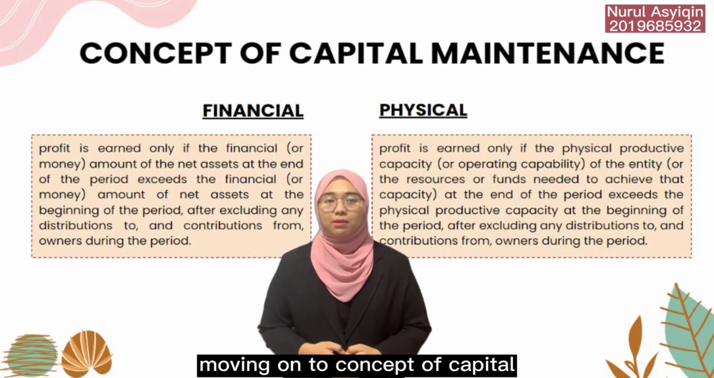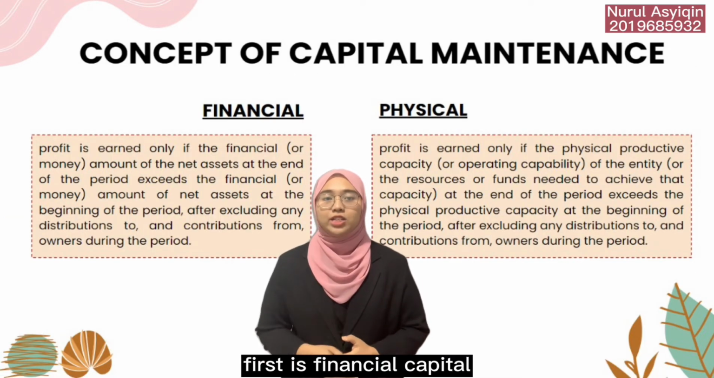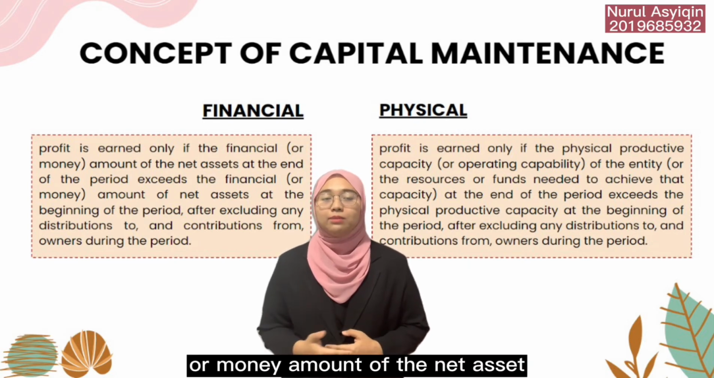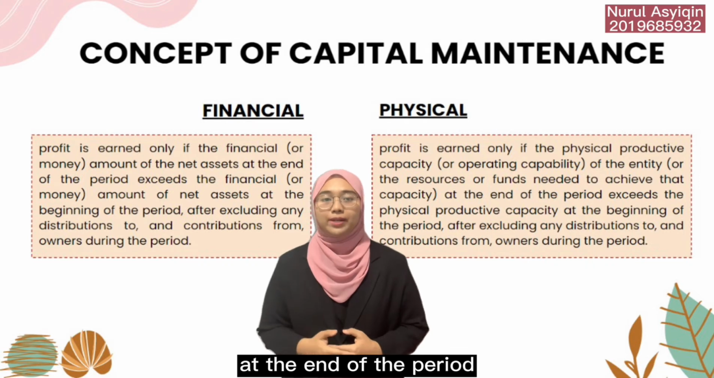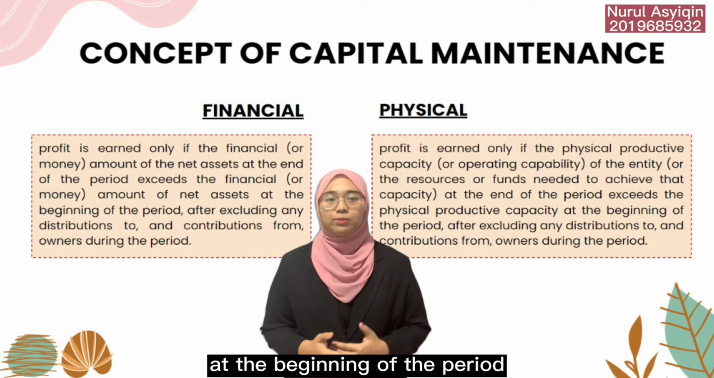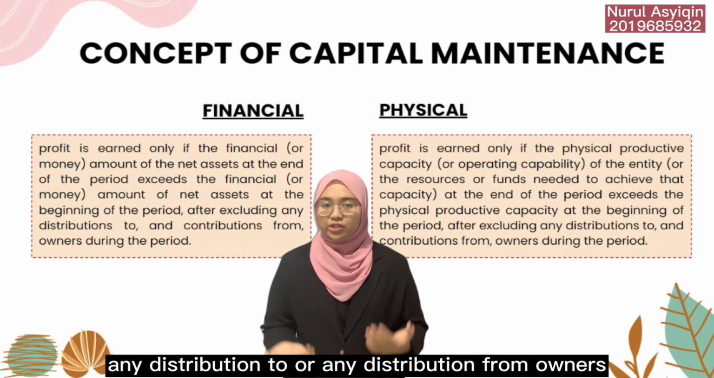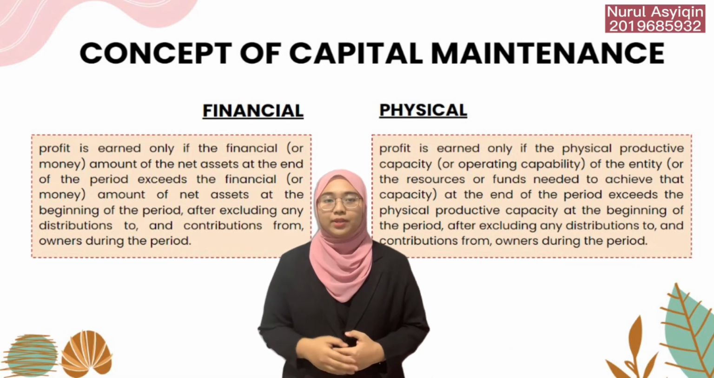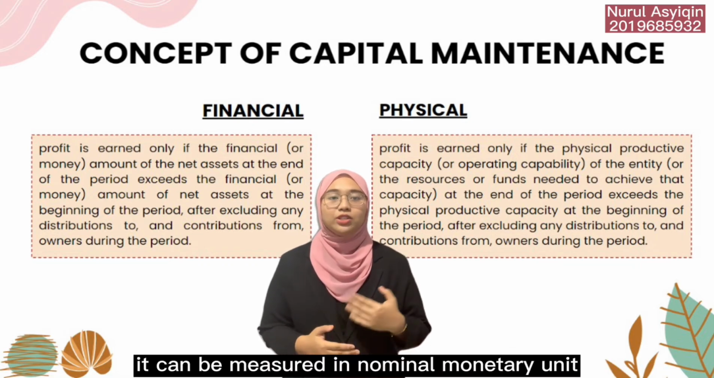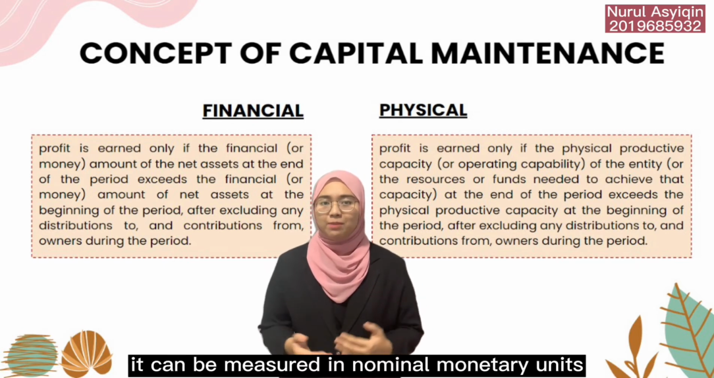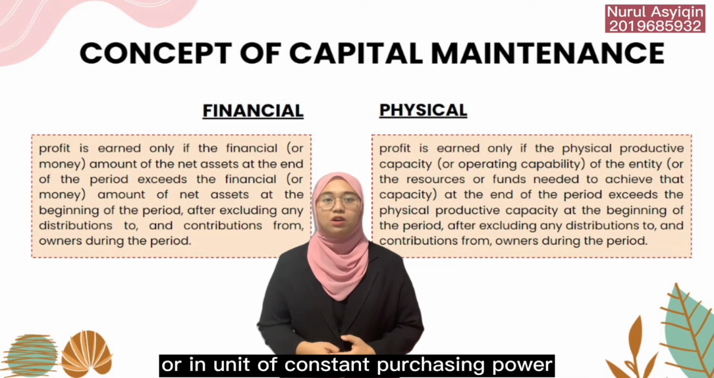Moving on to the concept of capital maintenance. First is financial capital maintenance. Profit is earned only if the financial or money amount of the net assets at the end of the period exceeds the financial or money amount of the net assets at the beginning of the period, after excluding any distribution to or any distribution from owners during the period. It can be measured in nominal monetary units or in units of constant purchasing power.